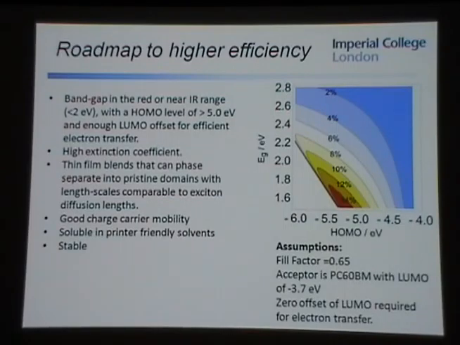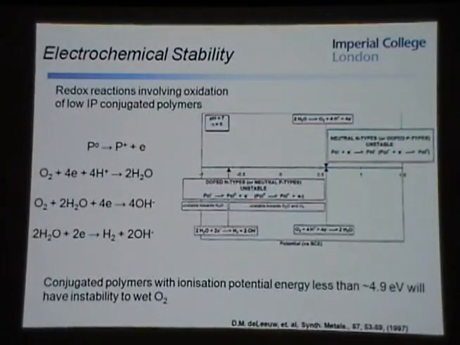And of course they need to be stable. I kind of mentioned this already. If we just think about an intrinsic semiconducting polymer, if it's too electron rich, the donor material, then in the presence of oxygen and water, you can see that it's thermodynamically favourable for the polymer to oxidize. So this would be undesired in the device. Of course, it may be kinetically slow, but it would be thermodynamically allowable.